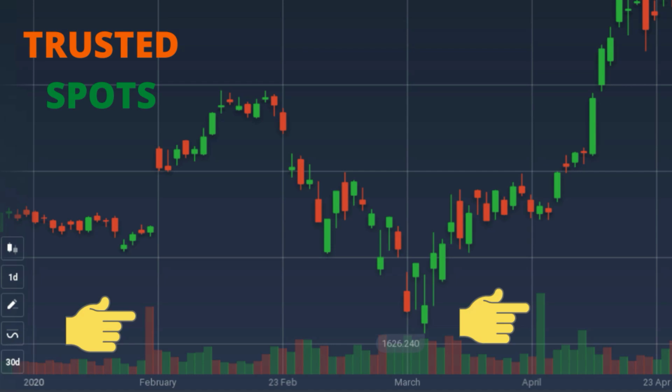As you notice, all the bars that are bigger show an increased volume, and we can say that some institutional activity or large participation has taken place.